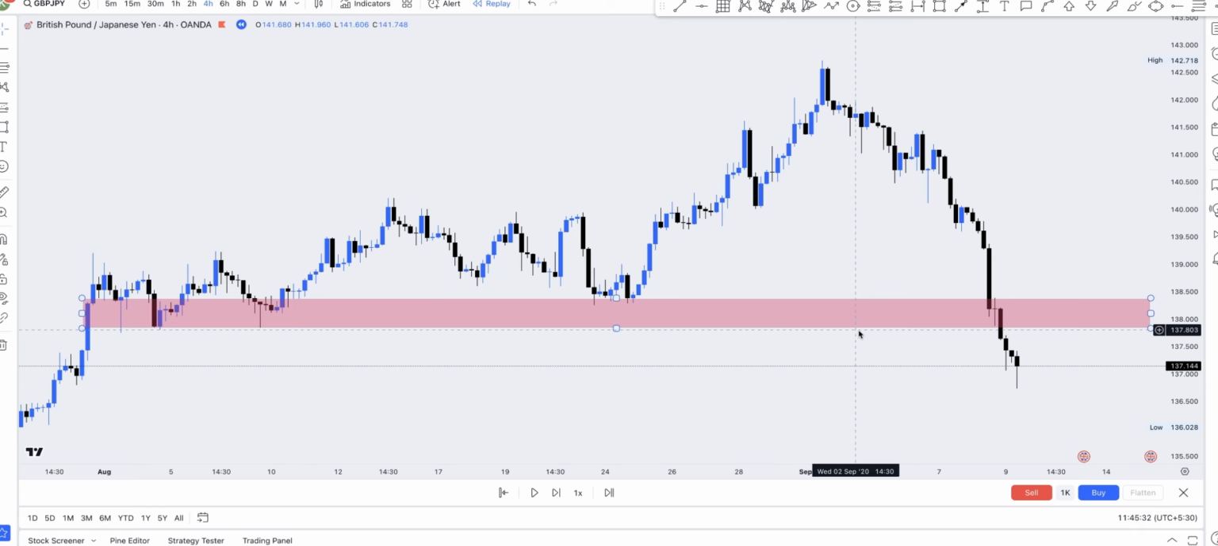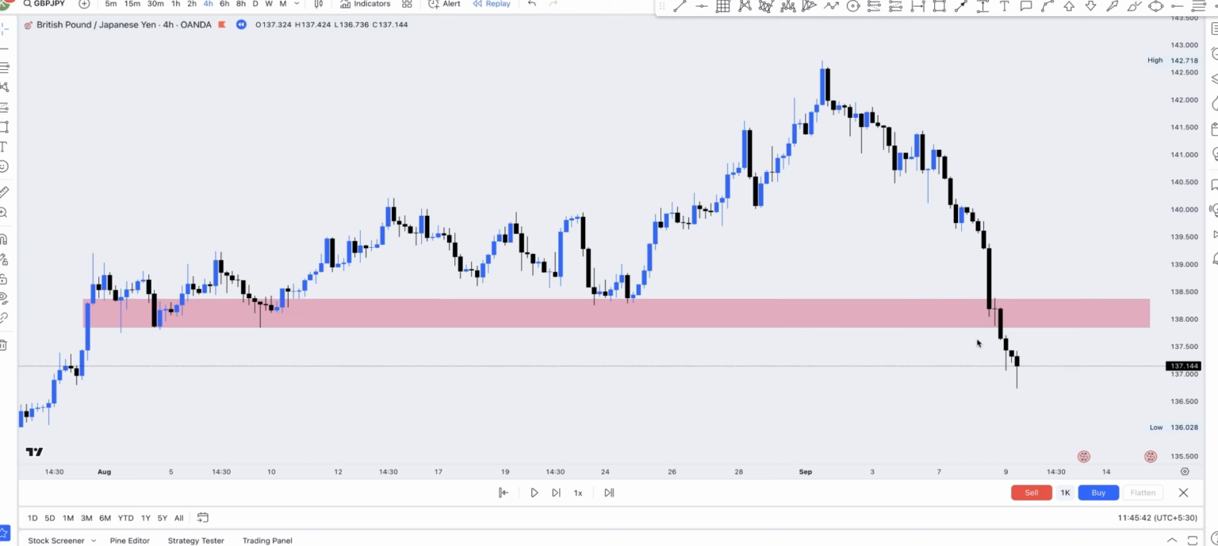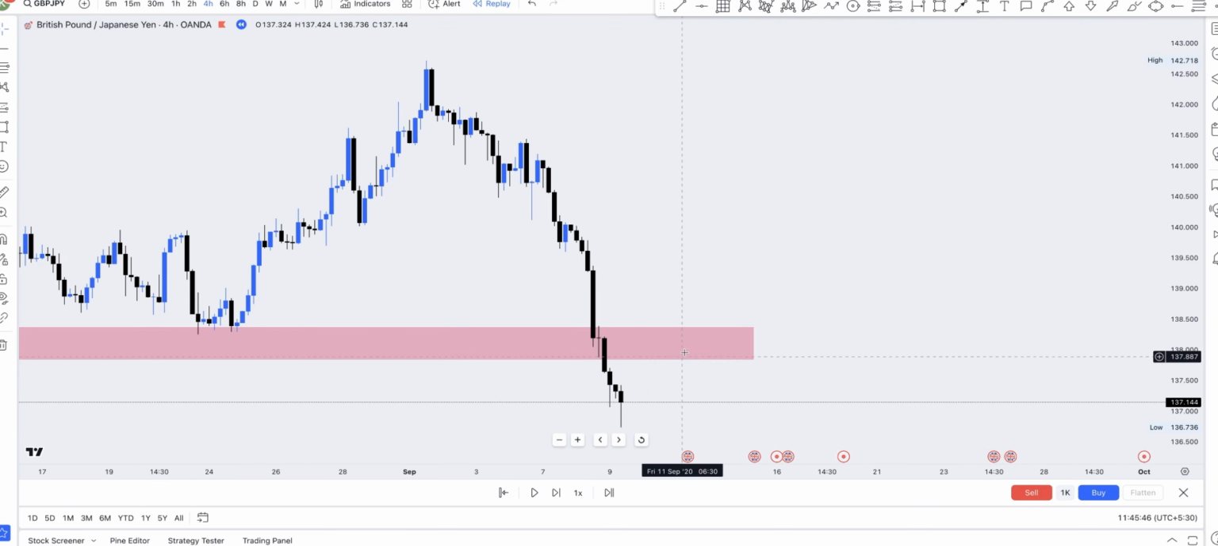This is an example of price moving towards the downside, and this is our key level. Like I explained earlier, when you're drawing the key level, you draw it as a zone and not a line. So price has broken out of the key level, and what are we going to wait for? We wait for a retest back to the key level, then we can continue.